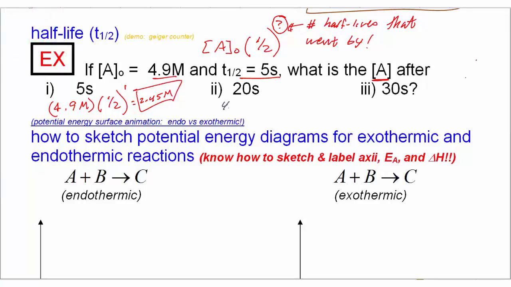The next one, we have to take our original concentration times 1/2 raised to the number of half-lives that went by. 20 seconds went by, so what times 5 gives you 20? 4. It's 1/2 to the 4th. So 0.5 raised to the, that's the x to the y button, 4, I get about 0.0625 times 4.9, 0.306 molar.